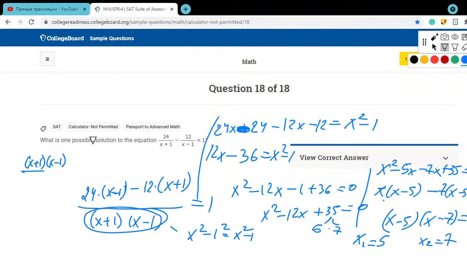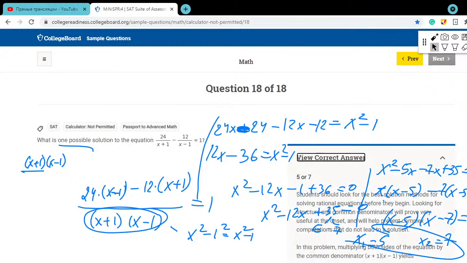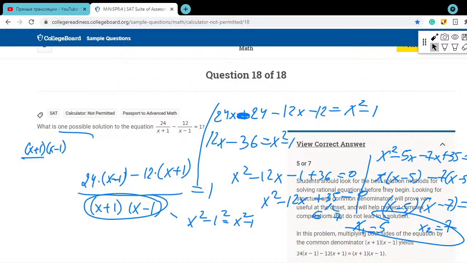So they ask us for one possible solution. So any of these is possible, 5 or 7.